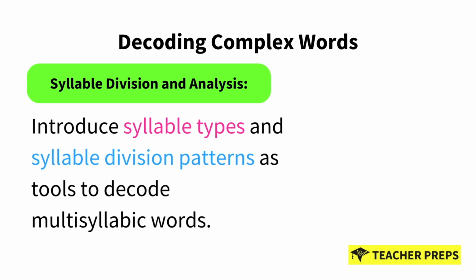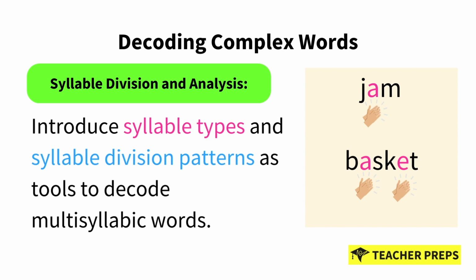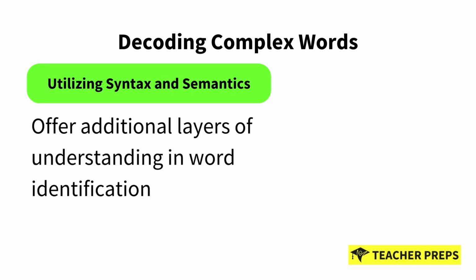Now let's move on to syllable division and analysis. This is when a teacher will introduce syllable types like closed, open, silent E, or more, and also syllable division patterns like VCCV or CVC, and also others, as ways to decode multisyllabic words. Teaching students to identify and blend syllables contributes to their ability to tackle complex words and reinforces their understanding of word structure. Another method is to utilize syntax and semantics, which offers educational layers of understanding in word identification.